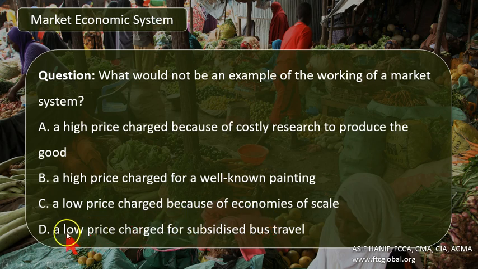Look at D. A low price charge for subsidized bus travel. Subsidized bus travel means the government is assisting the bus route providers, those who are applying their buses on the road. So government helps them in bringing their cost low so that they can provide this important service to the public. This is government intervention. This is not an example of a market economic system, and that makes D to be the correct option. That's all.